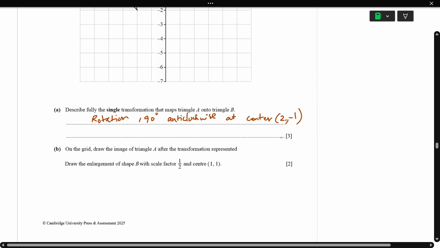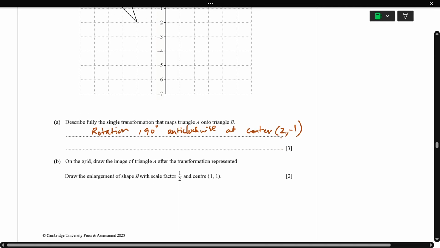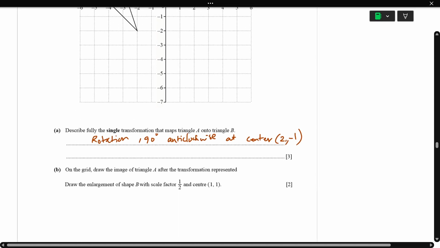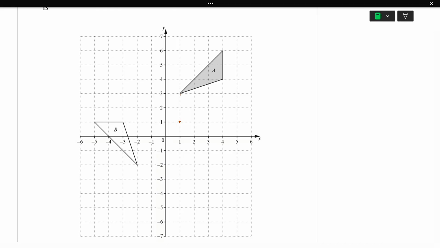The next one, on the grid, draw the image of triangle after transforming the represented enlargement by 1 by 2 at the center 1 comma 1. So the center is 1 comma 1 and the scale factor is 1 by 2. First I'll go for this point from the center, 2 units up. Now there is no left and right. Then for this point, 1, 2, 3 units right and 3 units up.